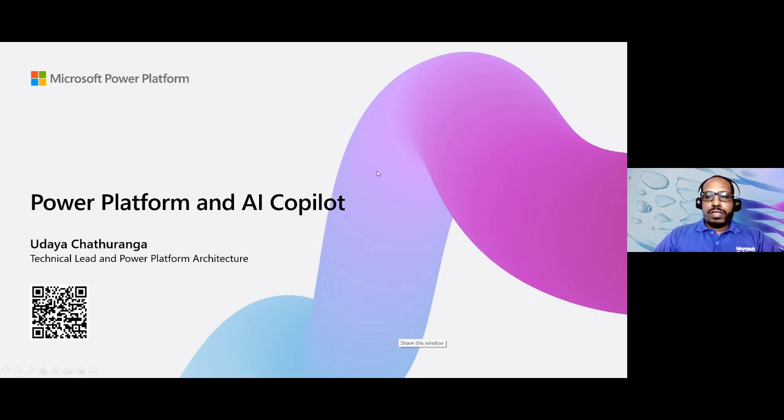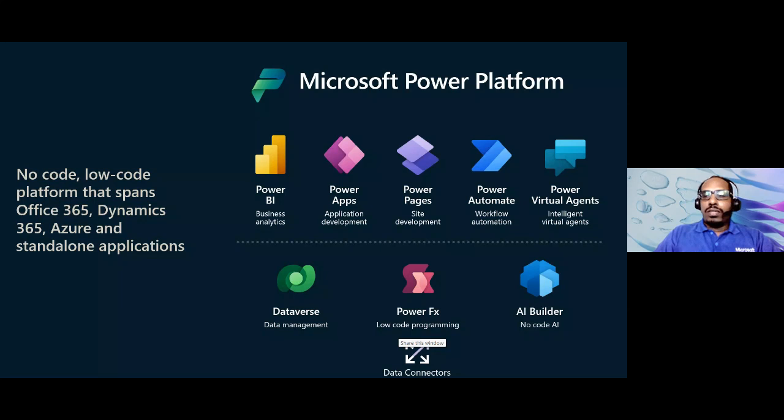Before we start, you already know about the Microsoft Power Platform. What is that? It's a low code, no code platform, right? Basically, it has 5 components: Power BI, Power Apps, Power Pages, Power Automate, and Power Virtual Agent, which is also connected to Microsoft 365, Dynamics 365, and your standalone applications.